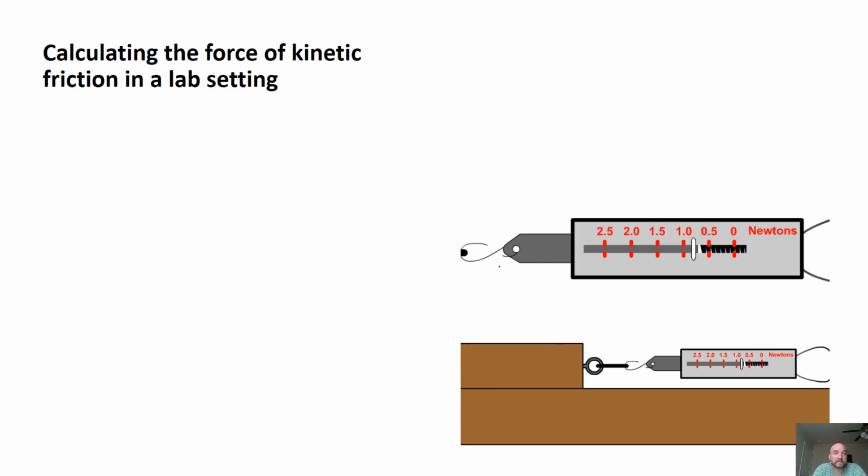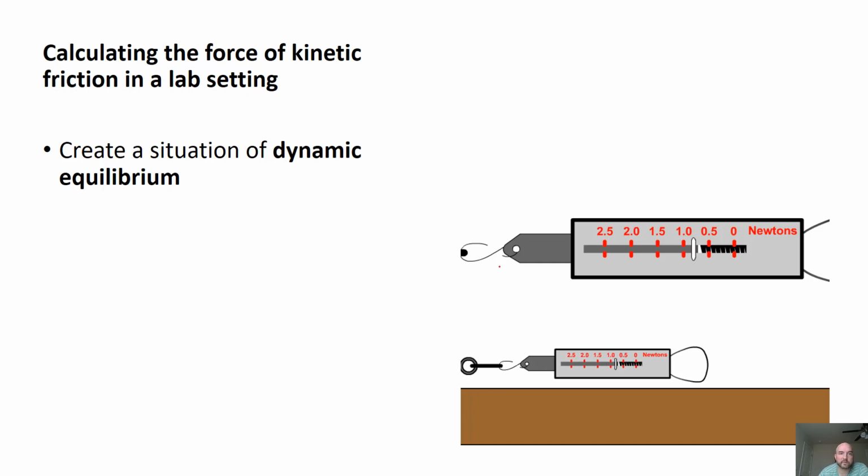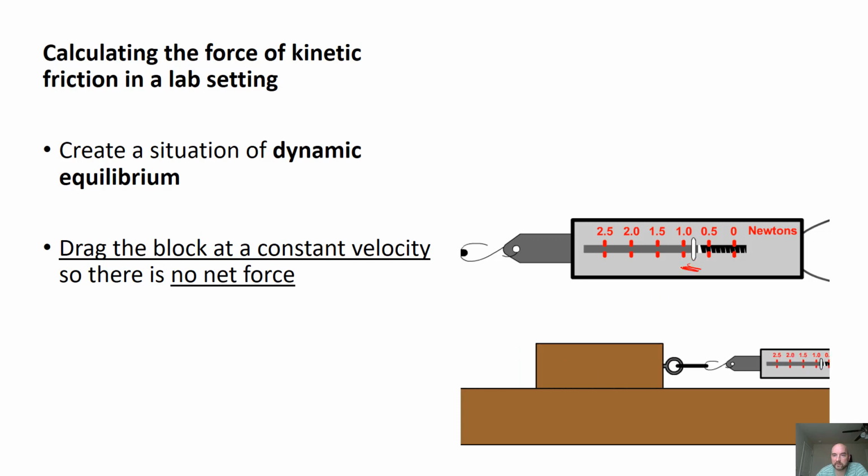Calculate the force of kinetic friction in a lab setting. To do this, we want to create the situation of dynamic equilibrium. We want to keep this block moving at a constant velocity, and we don't want this spring scale to be jumping back and forth. We want it to be sitting around one spot.